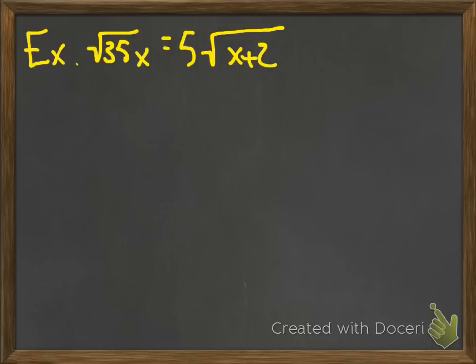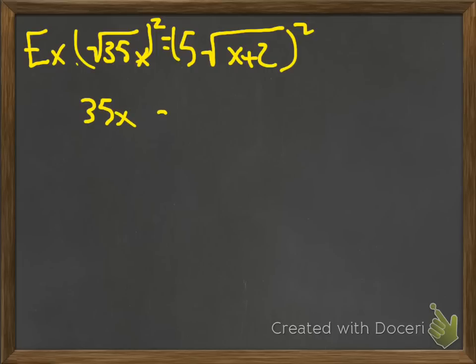Okay, so in this example, you notice here I have square roots on both sides. But they are isolated, or they're as isolated as possible. I can't really do anything with that 5 because the square root of 35x, it would just move it to the other side, which would be with another square root. So let me go ahead and square it right there.